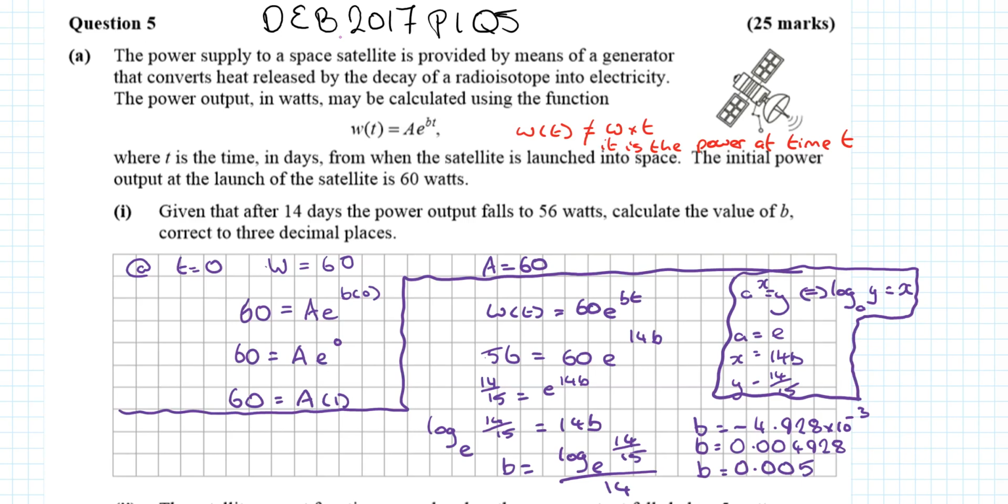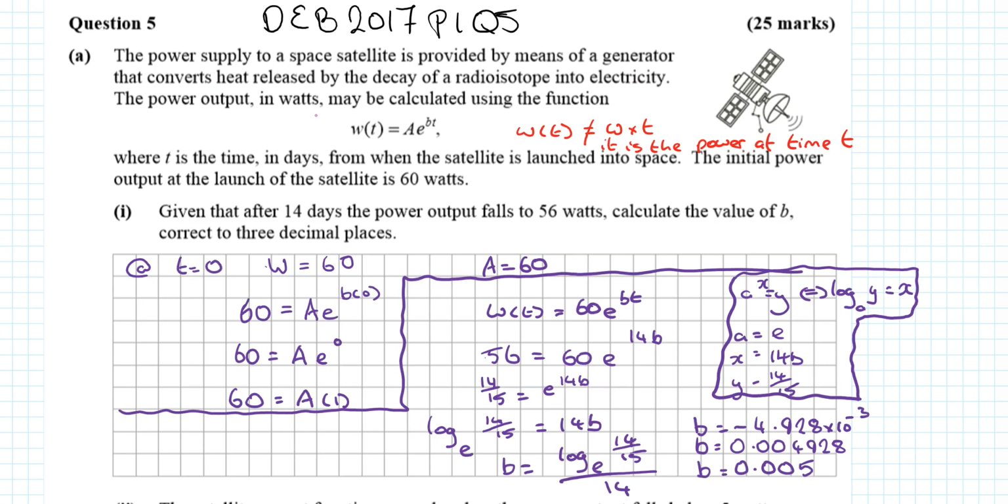Okay, so we're looking at DEB 2017, paper 1, question 5, and it's Leaving Cert higher level maths. So it's a real life logs question, an exponential question as well, I suppose. So the power supply to a space satellite is provided by means of a generator that converts heat released by the decay of a radioisotope into electricity.